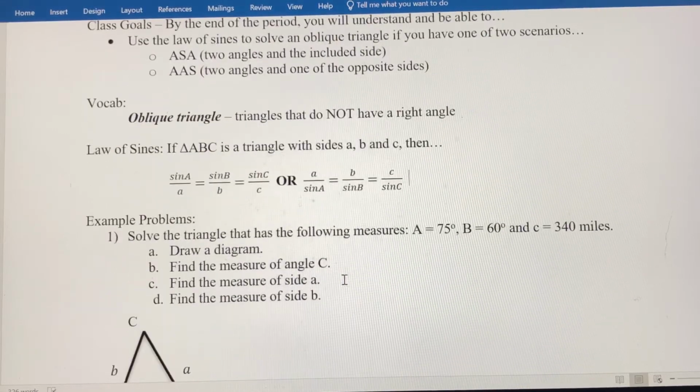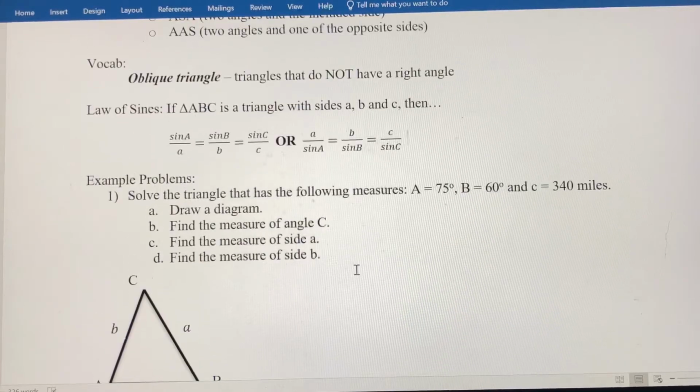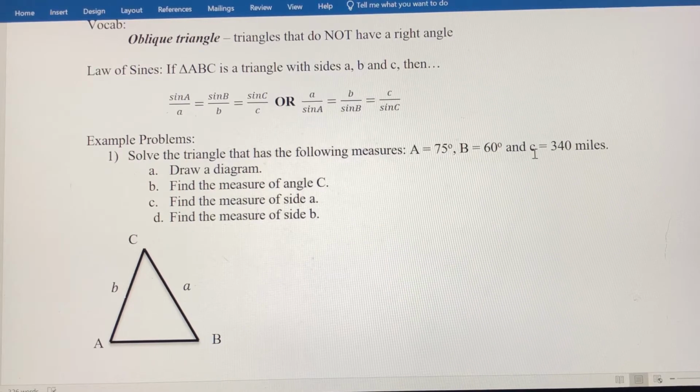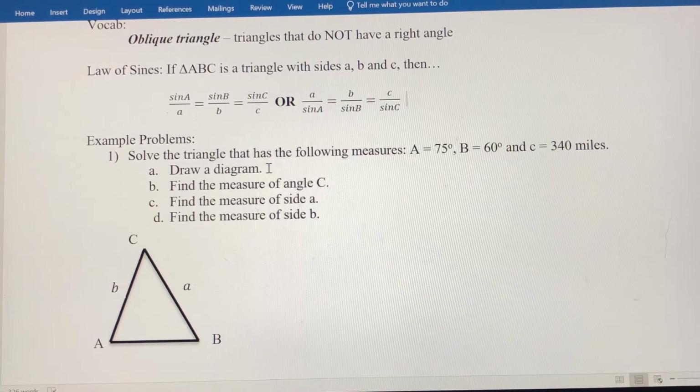So let's look at example problem 1 here. We've got a triangle that has the following angle measures. Angle A is 75 degrees and angle B is 60 degrees. And then we know side C is 340 miles long. First thing we're going to want to do is draw a diagram. That's going to tell us the order in which we have our given information.